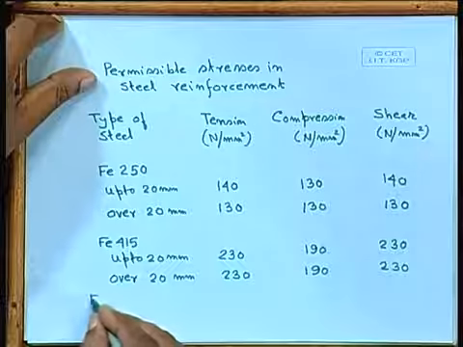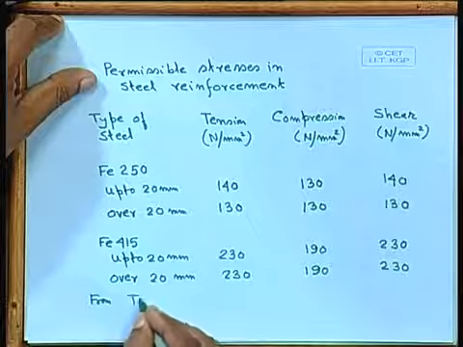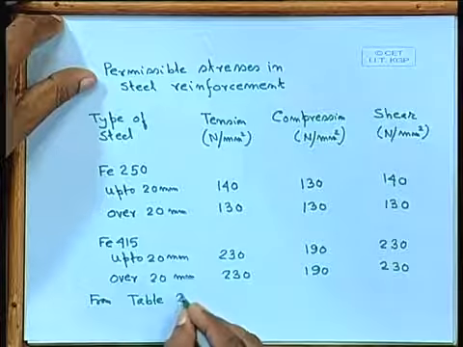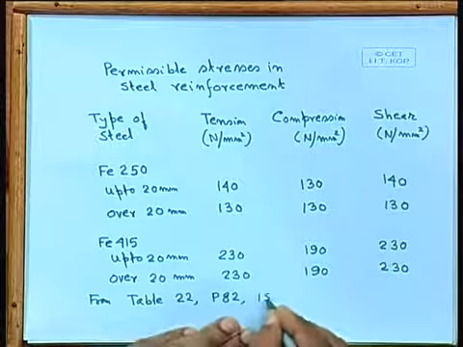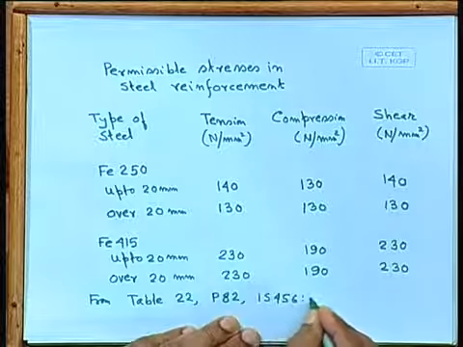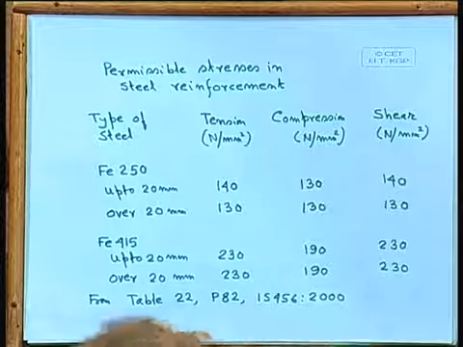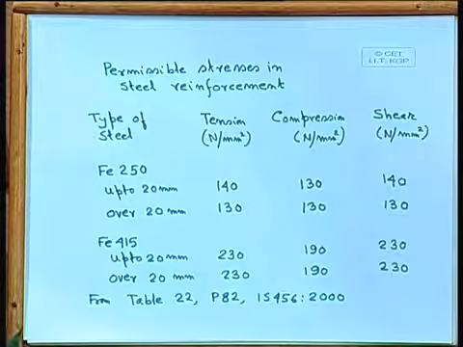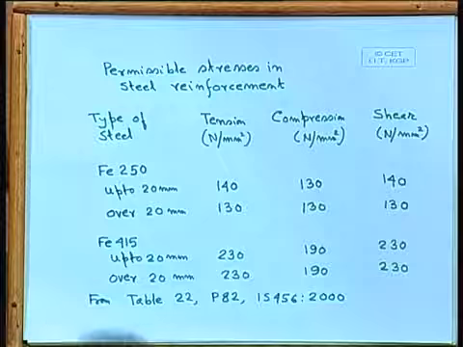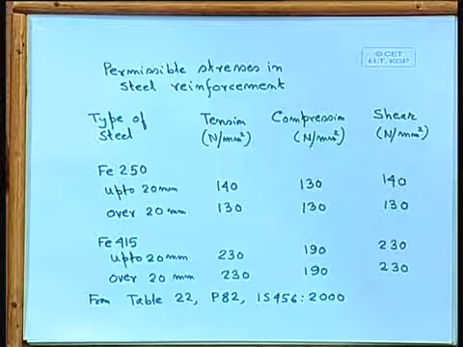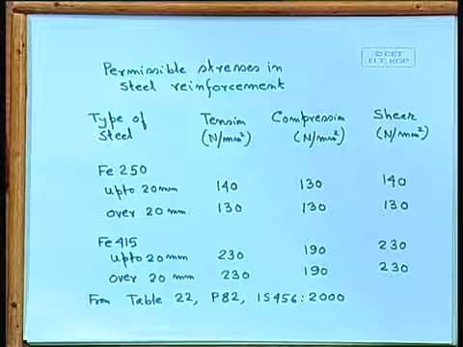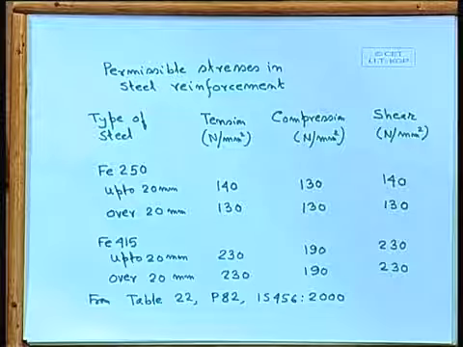And this one we have taken from Table 22, page 82, IS 456, 2000. You can get these values in this code, but you should keep them in your exercise book also, because we require them for our calculation. So these are the limiting values for concrete and for steel.